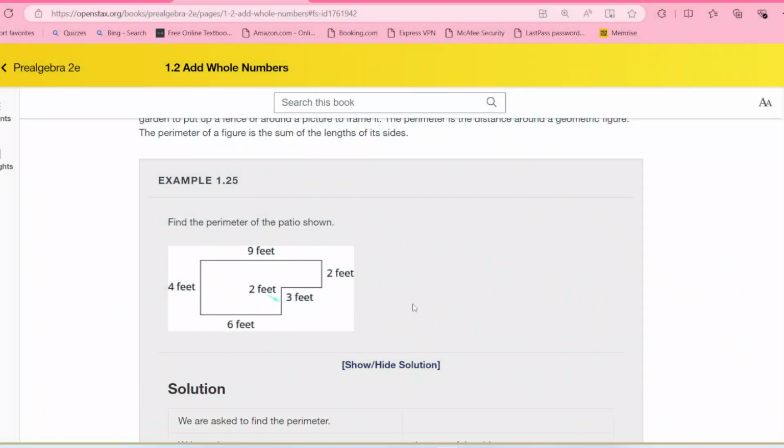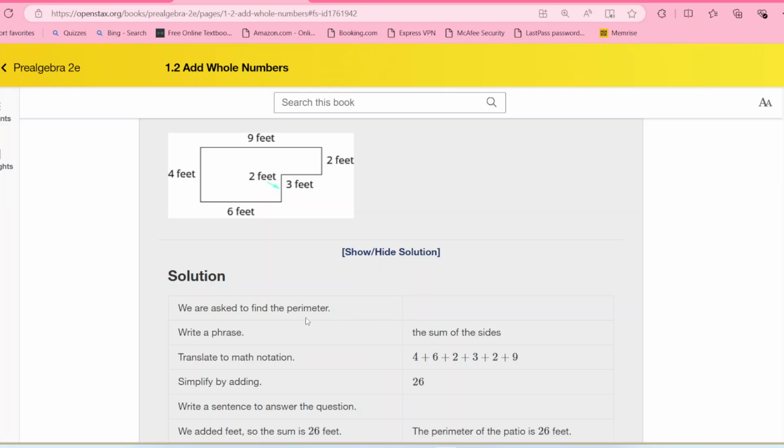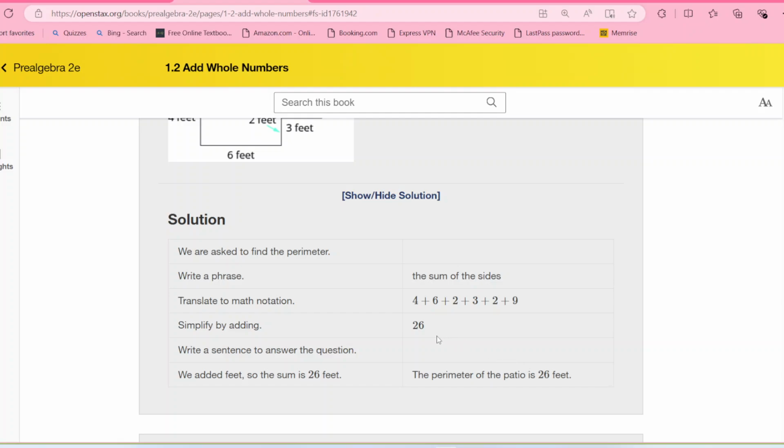All right, we'll check it out. So again, perimeter, sum of the sides, right? In math notation with all the sums, the pluses, those simplify, add up to be 26, and a sentence to answer the question, the perimeter of the patio is 26 feet. All right, great.